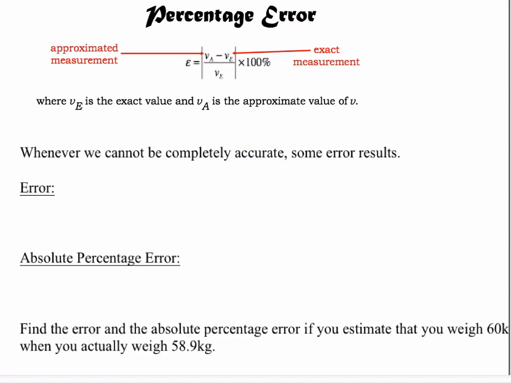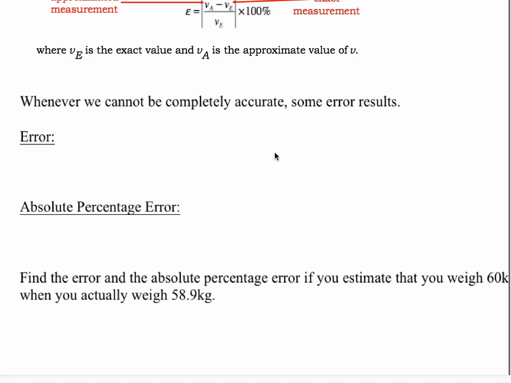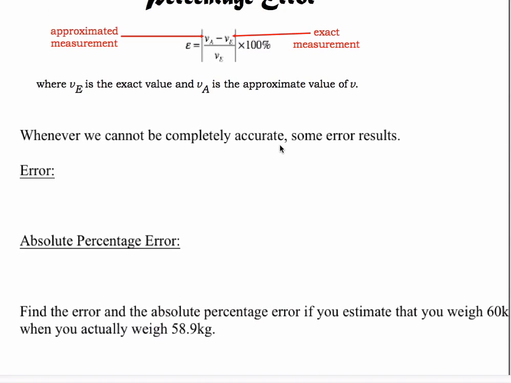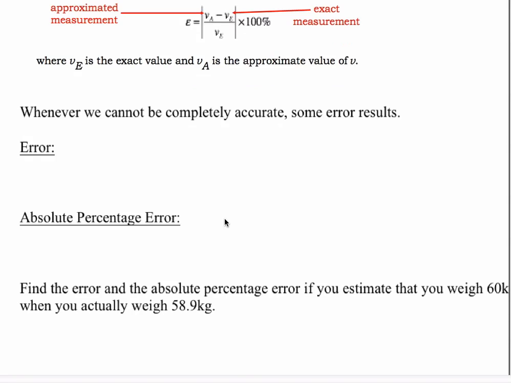So we're going to look at percent error right now. Whenever you use measured values, it's not going to be completely accurate. Some errors are going to occur. So we're going to use this formula, all right? And we're going to look at the problem down at the bottom here. Find the error and the absolute percentage error if you estimate that your weight is 60 kilograms when it's actually 58.9. So the error is actually just 60 kilograms minus 58.9 kilograms, which is 1.1 kilograms. So that's the amount of error.